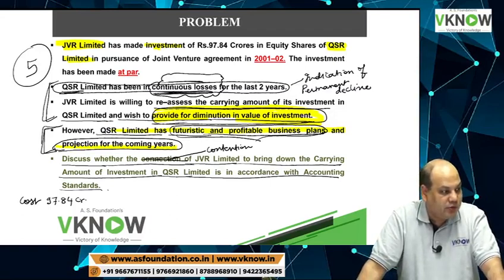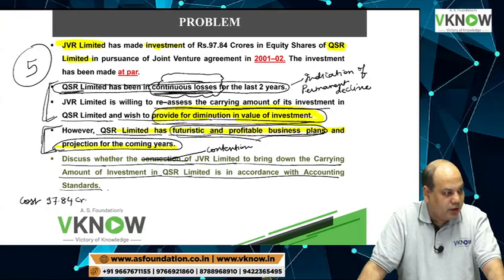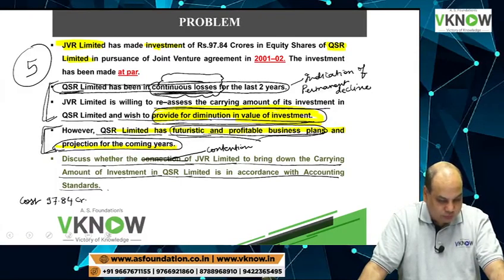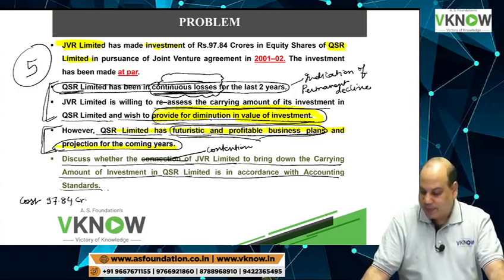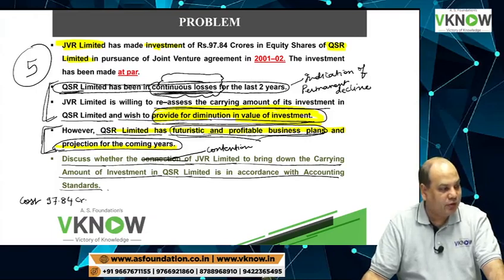So now the query is whether they can make provision for decline in the value of investment, or they should treat it at cost only. They should treat it as cost, or they should make a provision for decline in value of investment. Kindly reply. Yes, everybody, reply.